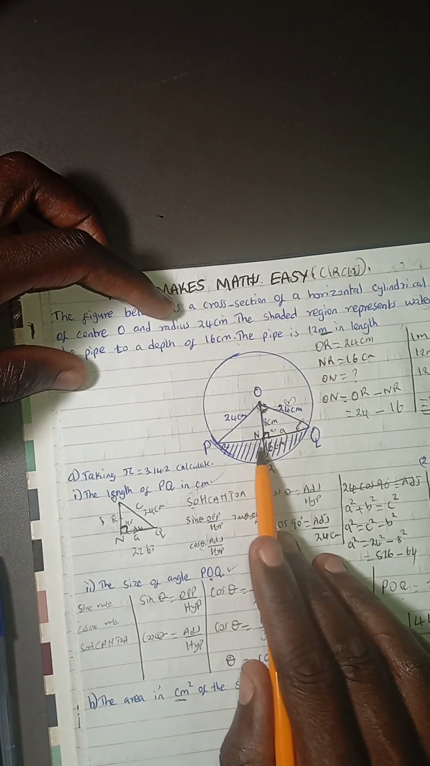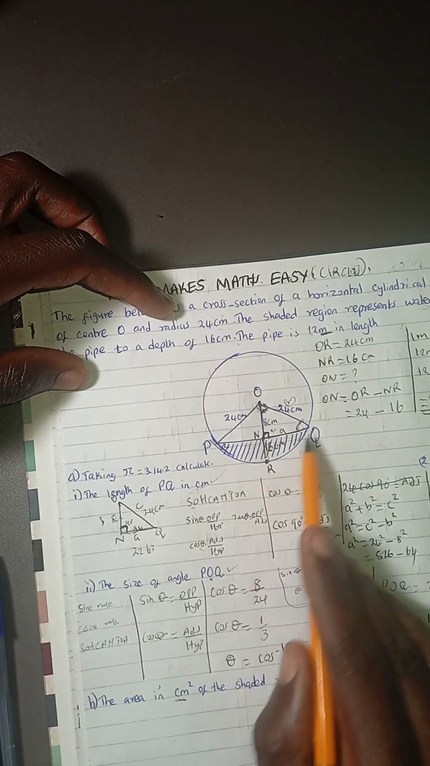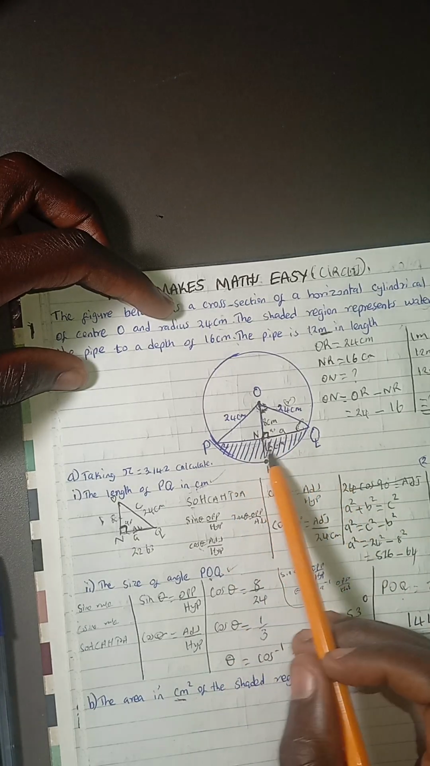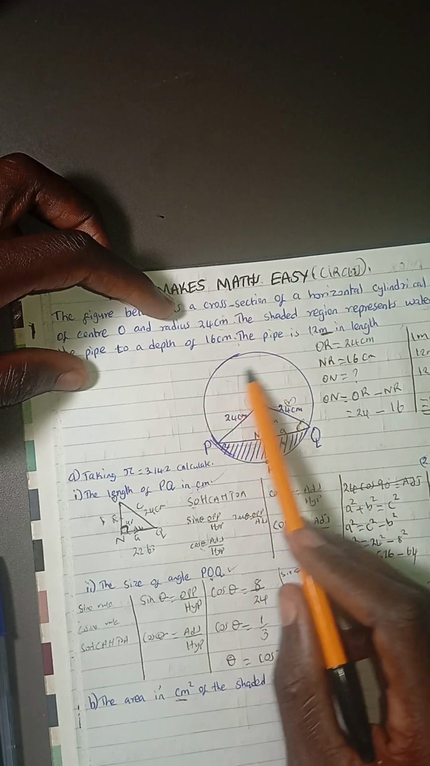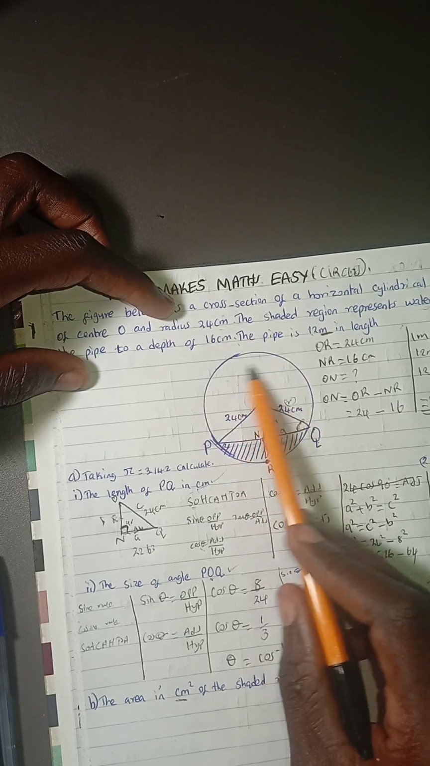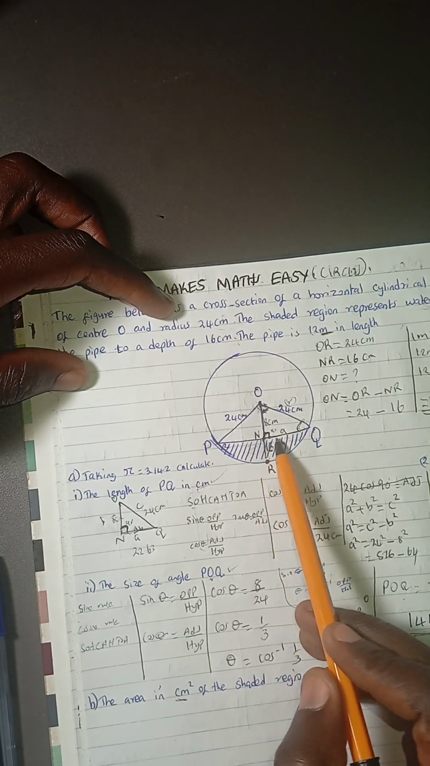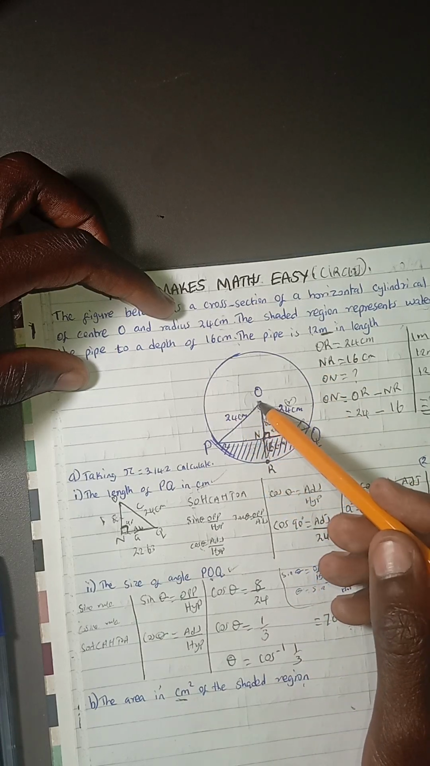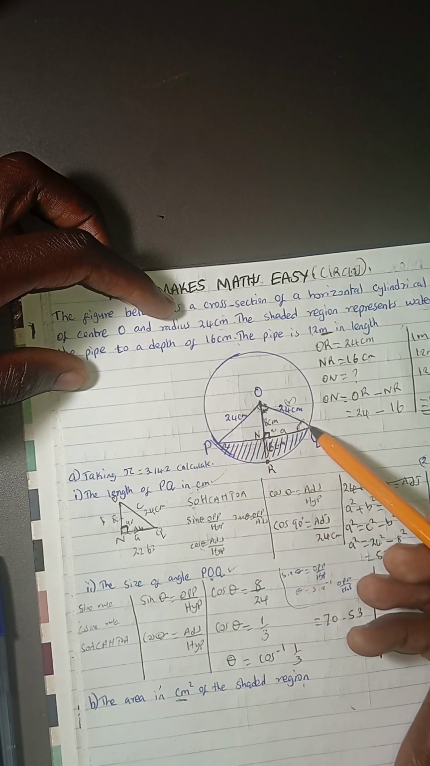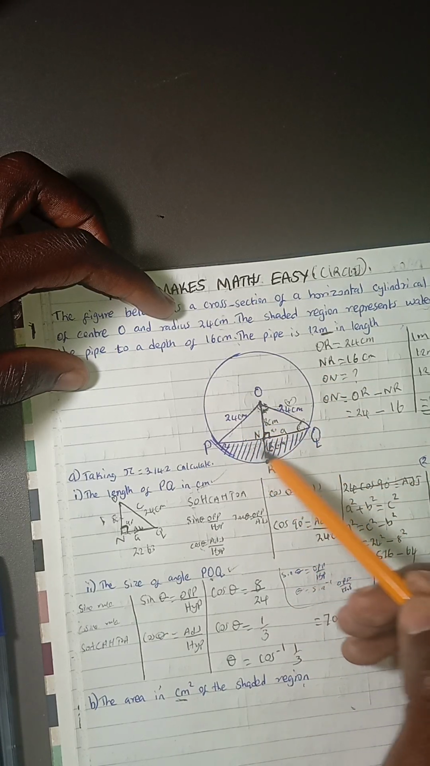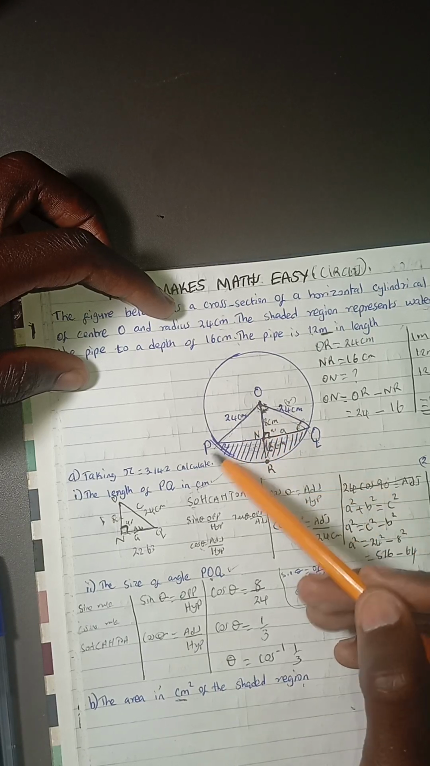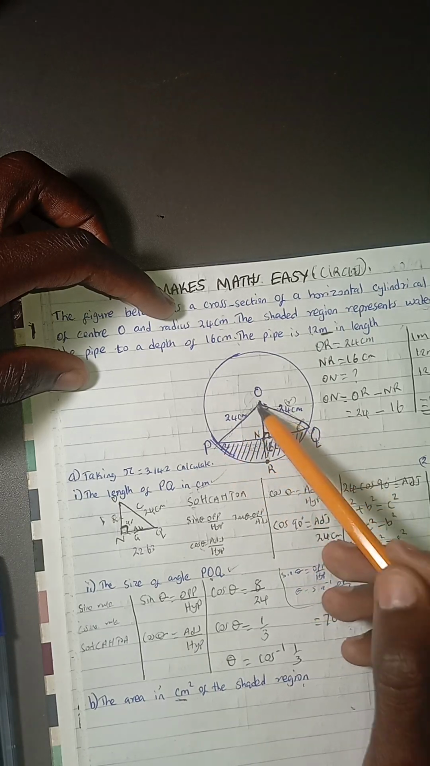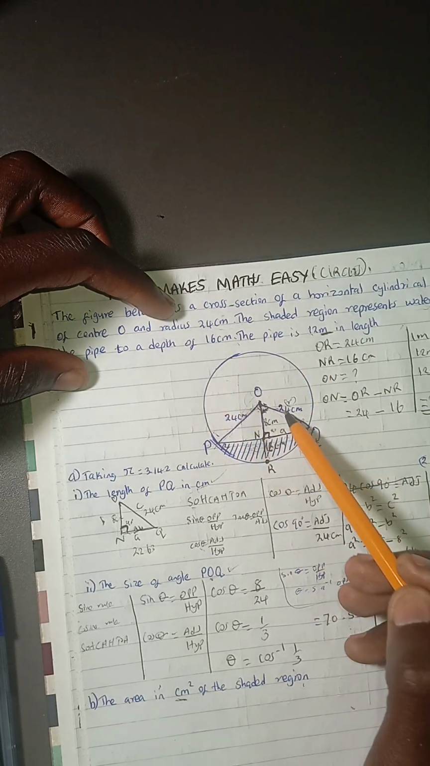Let's go into our next question that reads, the area in centimeters squared of the shaded region. Remember, the shaded region is a minor sector, the area of a minor sector. This one is the major sector, and this one is the minor sector. This one is a segment.